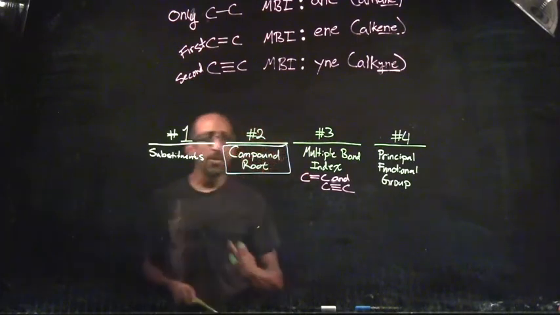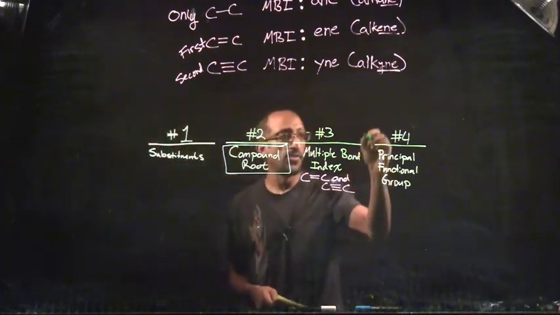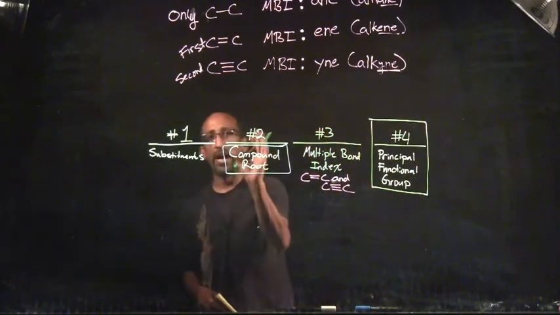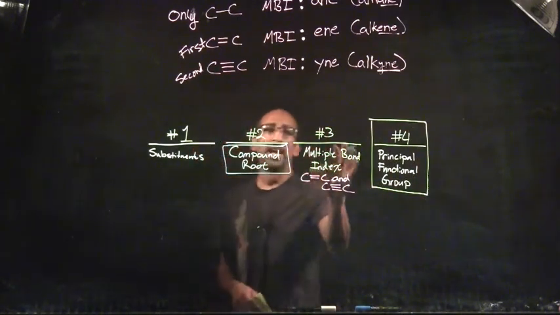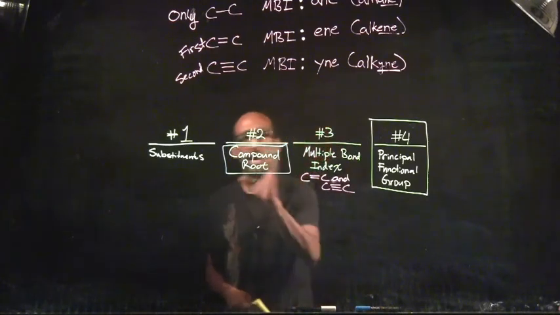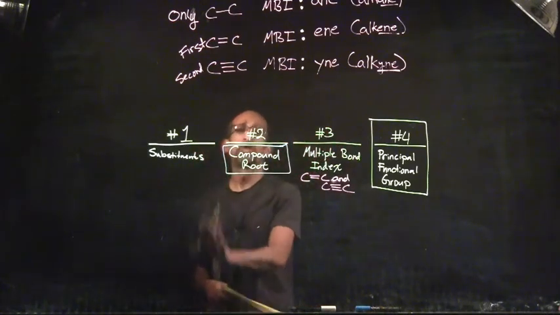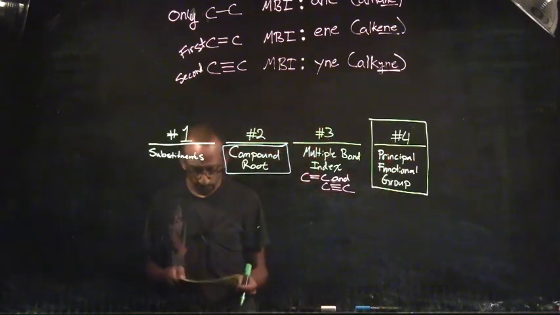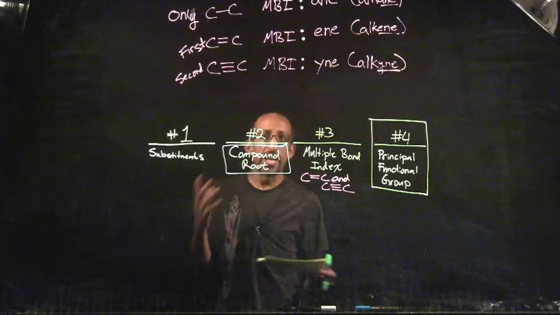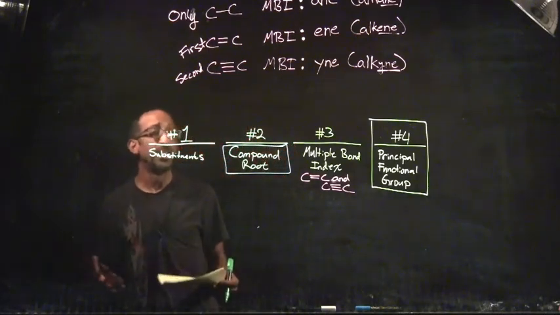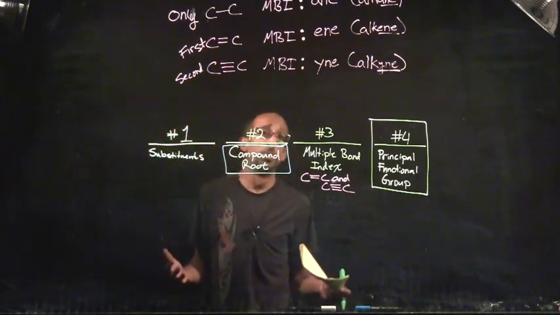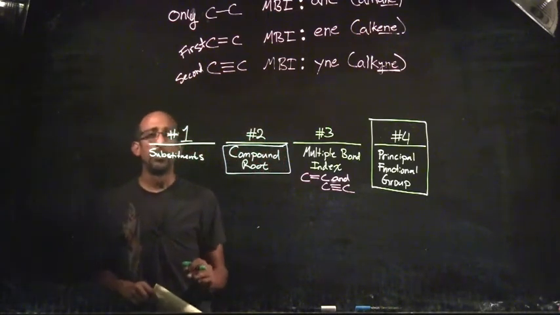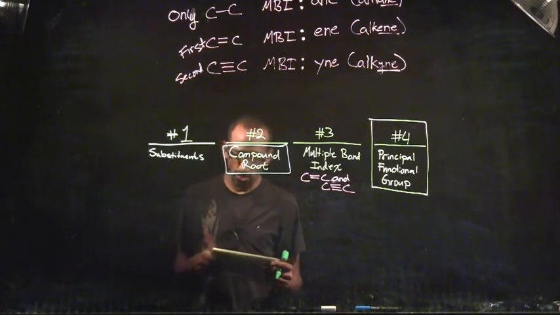So now we need to move on to box 4, the principal functional group. All right, so we've dealt with how do we determine the compound root, how do we determine the multiple bond index, how do we apply those when going from a structure to a name. Next, let's take a look at the principal functional group. Now, organic molecules will typically contain more than one functional group in them. However, only one of those functional groups will be classified as the principal functional group.